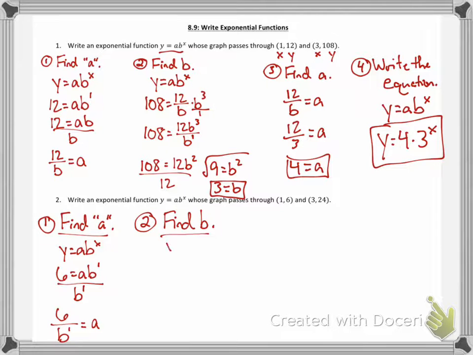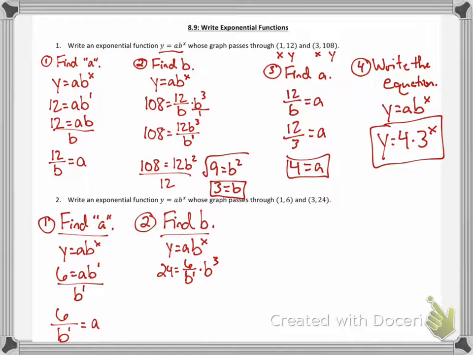So, again, I'm going to plug in the other point that I haven't used. I haven't used 3 and 24, so the 24 is going to go in for y. I know what the a value is. The a is that 6 over b to the first times b to the x, which is now that 3 from that ordered pair.